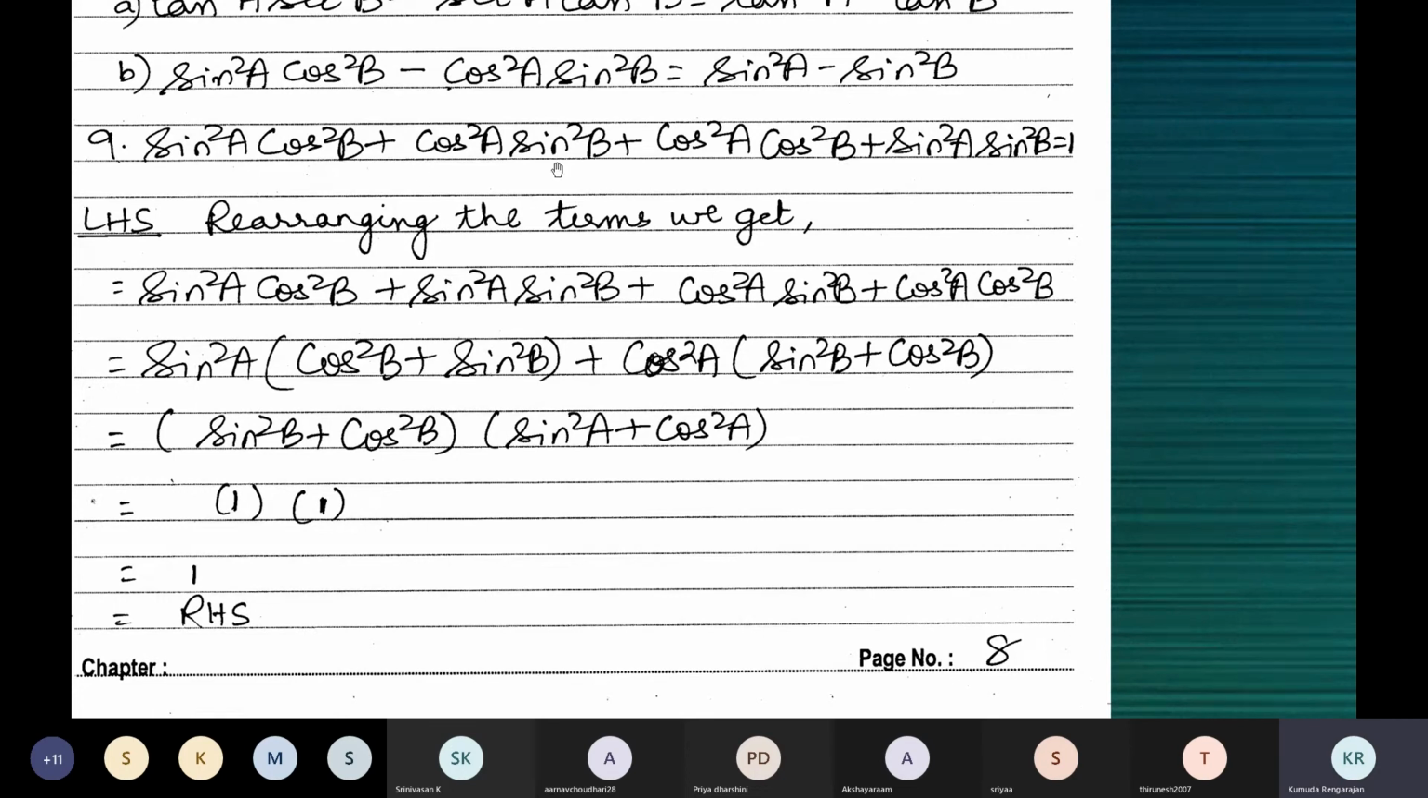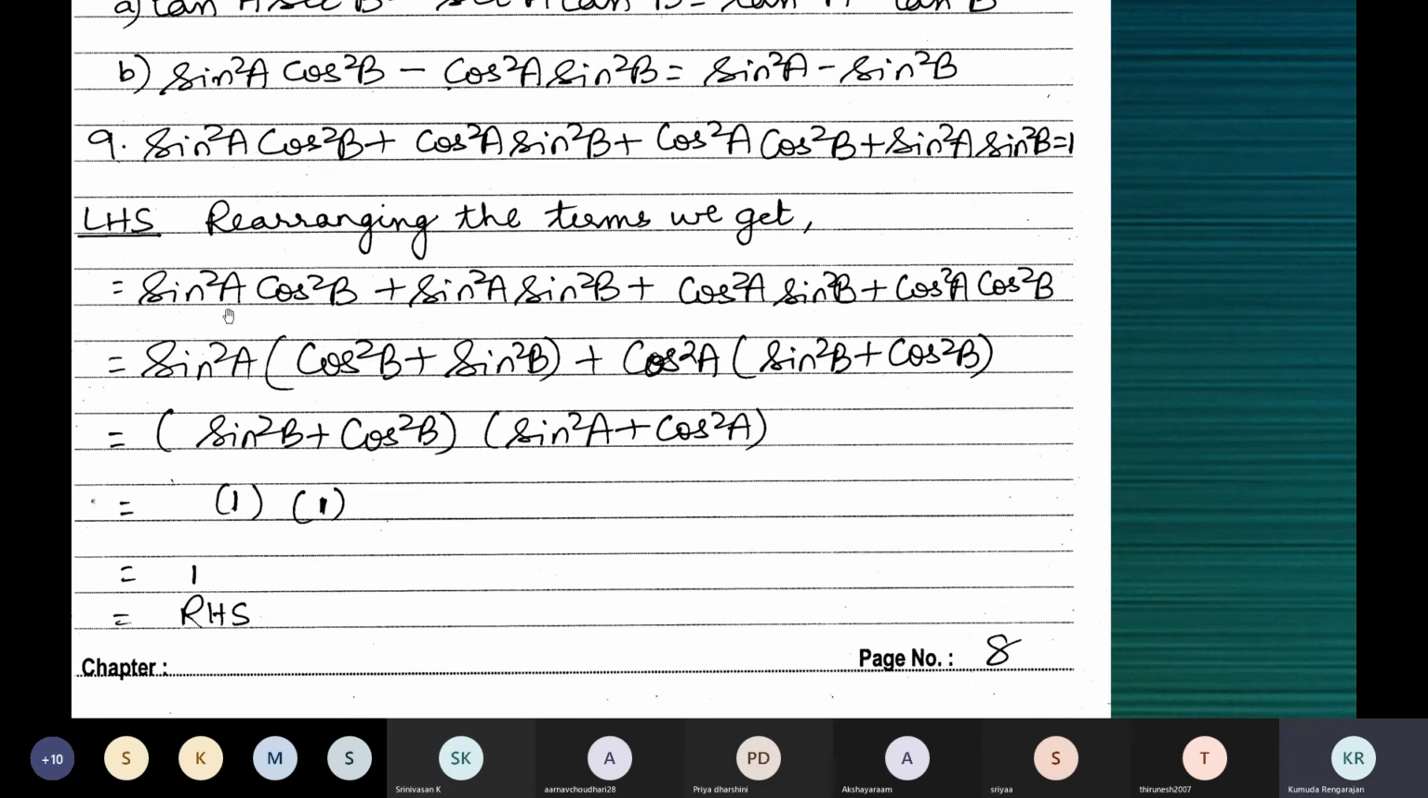You can rearrange according to your convenience, not that you should do it like this. When you rearrange, you should make sure that after rearranging, the first and the second term have something in common, and the third and the fourth term also have something in common. That's the idea of rearranging. So I have rearranged like this. You just change the order and write it like this.